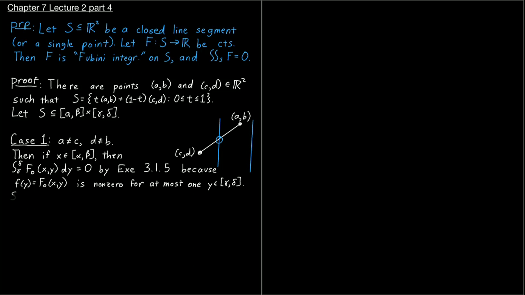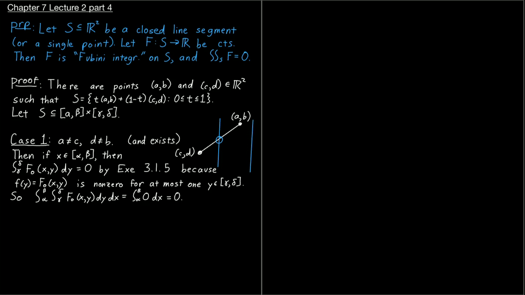And also exercise 3.1.5 gives that this exists. So that's nice. So then the double integral, the iterated integral, that is 0, because that is just the integral from alpha to beta of 0 dx, which is just 0.